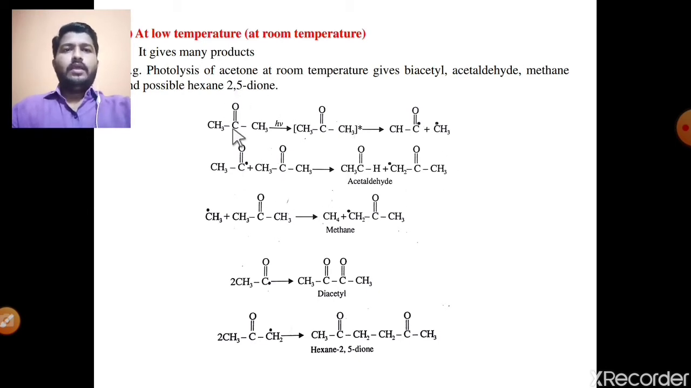See the reaction: the same acetone molecule CH3 C double bond O CH3, by absorption of light radiation, is excited from the ground state to the excited state. The star is the excited state. In the excited state, there is a homolytic cleavage of the alpha bond, meaning the bond between the carbonyl carbon and the methyl group. One electron shifts towards the carbonyl carbon and the second electron shifts towards the methyl group. It gives CH3 C double bond O with one unshared electron, a free radical, and a methyl radical.